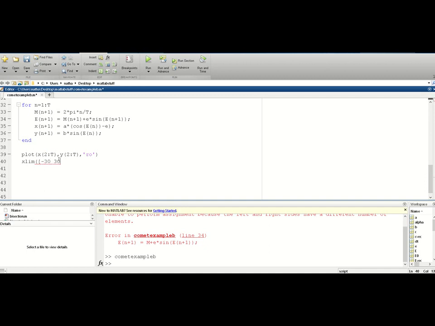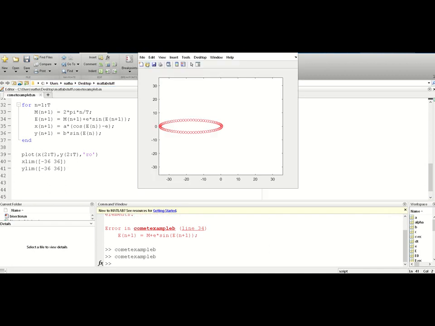We don't know this. Let's just put us at a negative 30 to 30. Our semi-major axis is 17. Times 2 would be 34, 35, 36. Let's do it like that, okay? And then let's copy this and do the same thing for the y limits on the graph. And there you go. Now you can see what we look like, right?